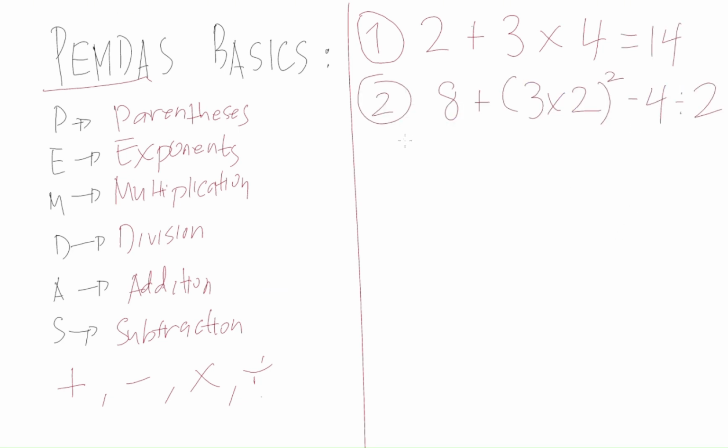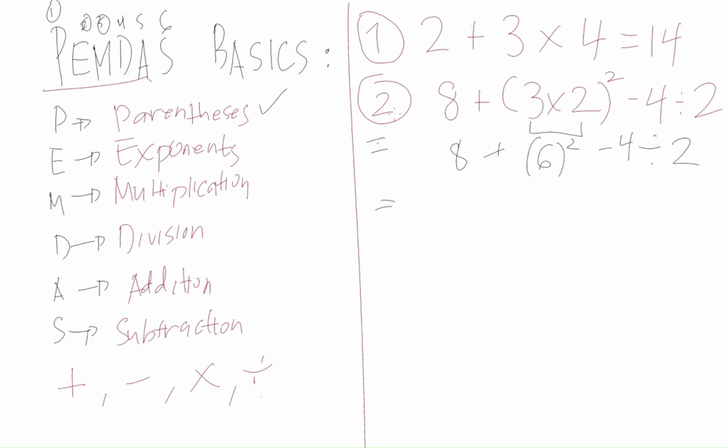This second example is much longer than the other one. What you have to look at first is that we have parentheses. There's a term or a number inside of the parentheses. According to our PEMDAS basics, our first step is the parentheses. So we have to first solve for whatever is inside these parentheses. Since we have multiplication, we're going to multiply this 3 times 2, that is 6. And then let's write the other ones.